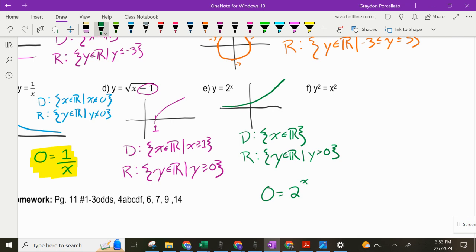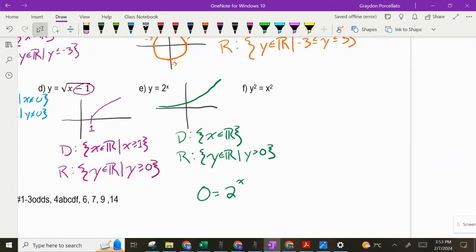And lastly, okay, this is an interesting one. This graph here, basically with functions, if we want to graph a function, we typically want to have y by itself. So what I'm going to do here is I'm going to take the square root of both sides. Okay, so the idea here is that y is equal to the plus or minus of the square root of x. Okay, plus or minus square root of x.